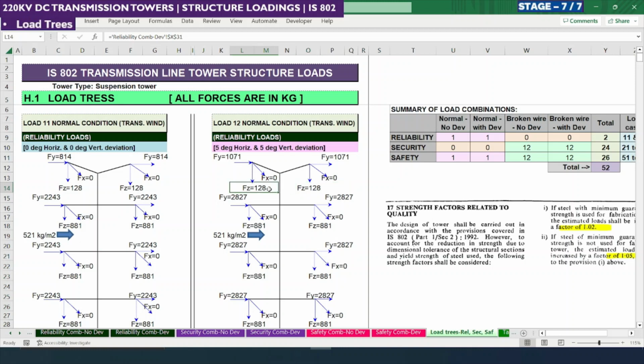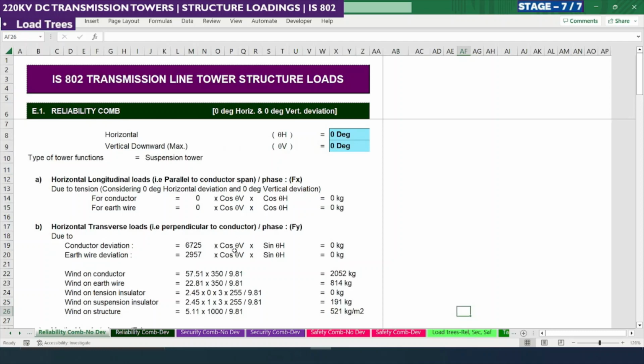So again, for weight, the vertical load is the same for both with deviation and without deviation. So these are all about the earth wire loadings. And next, coming to the conductor, for F of Y for the conductor, we need to add the transverse load due to the conductor deviation, plus the wind on conductor, plus the wind on insulators.